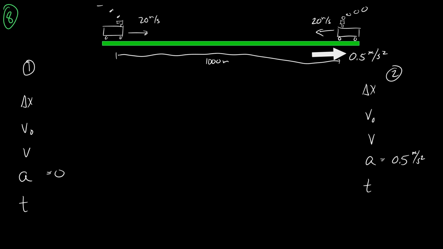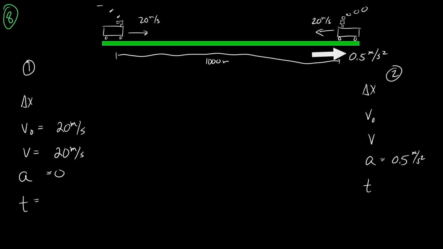Do we know how far the train travels? No. Do we know the initial velocity of the train? Yes, it's 20. Do we know the final velocity of the train? Yes, it's 20. It's not accelerating, so it will not experience any change in its velocity. So it starts and ends at 20 meters per second. Do we know how long it takes the train to complete the distance? No.